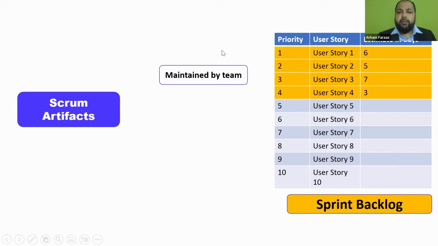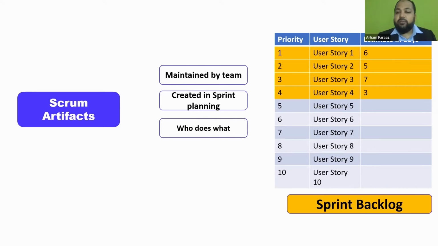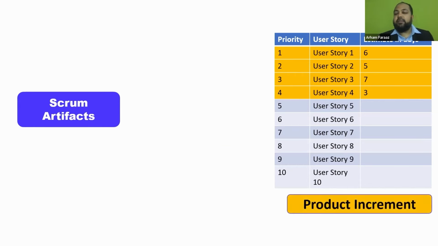It is maintained by the team and created in the sprint planning. Who does what is decided in the sprint backlog, and then what can be done in the sprint goal is decided. So that happens in the sprint backlog.